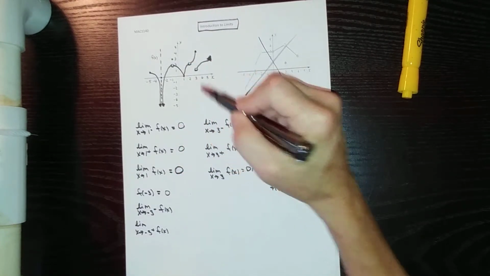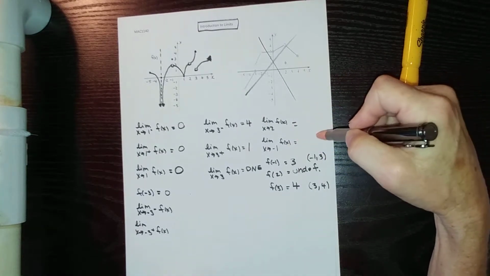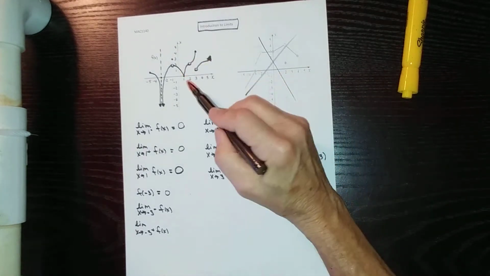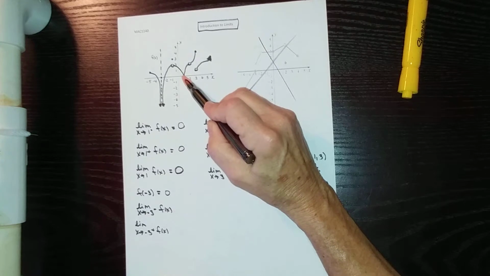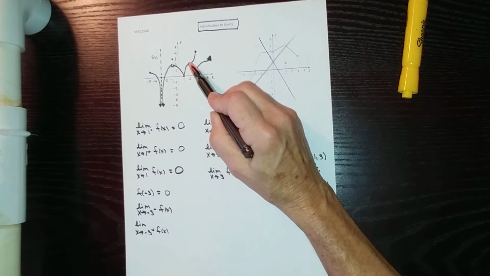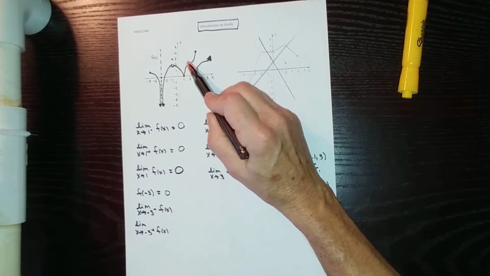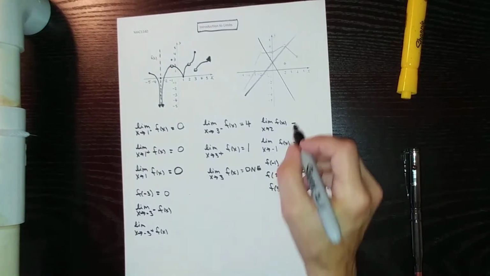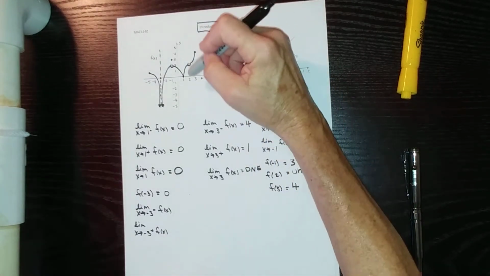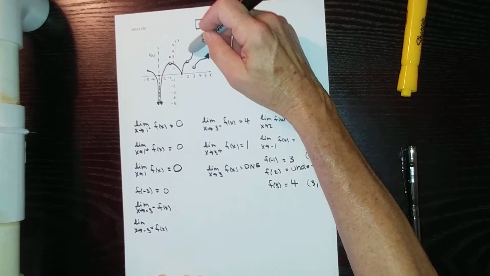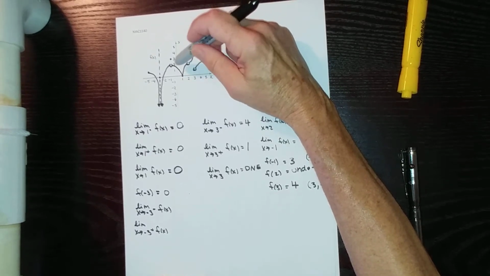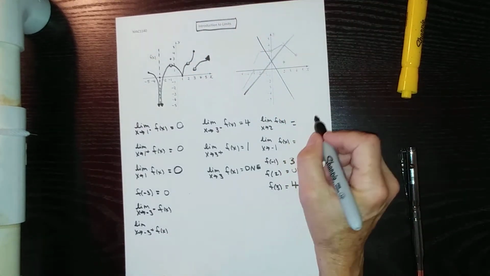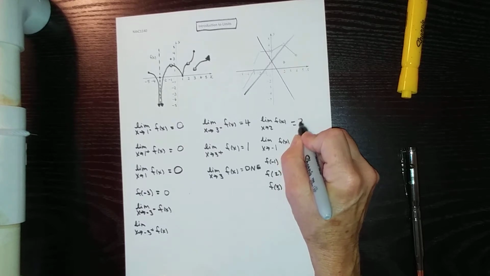As we, on our own, without being told, approach it from the left and the right. If we approach 2 from the left, we ride the curve in, and it looks like it's headed to this point, which has a y value of 2. And if we approach it from the right, we're riding the curve in from the right, and it's approaching the same value, 2. The limit as x approaches 2 of f of x is 2.